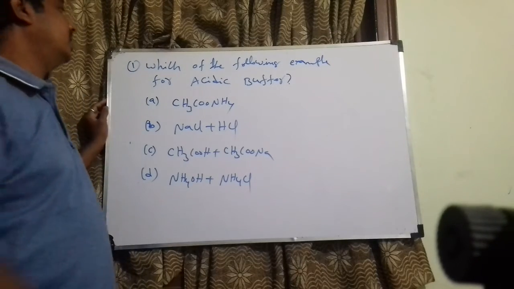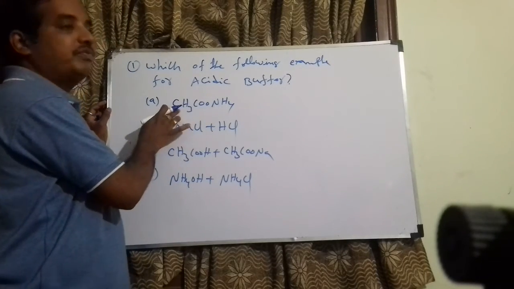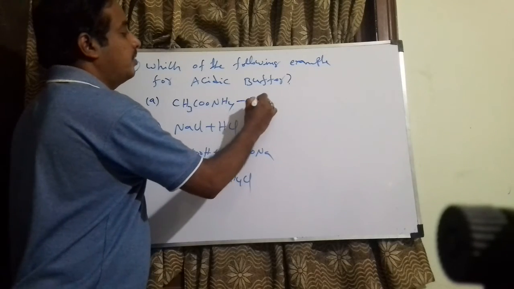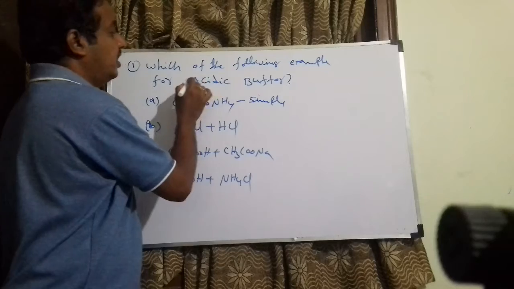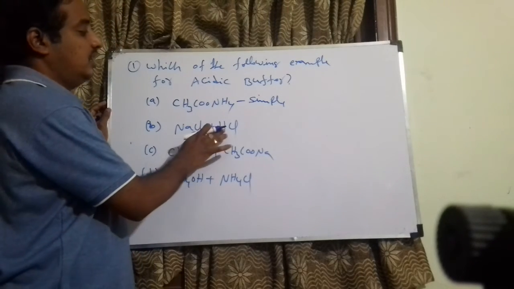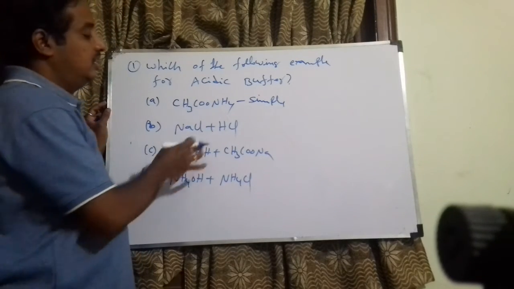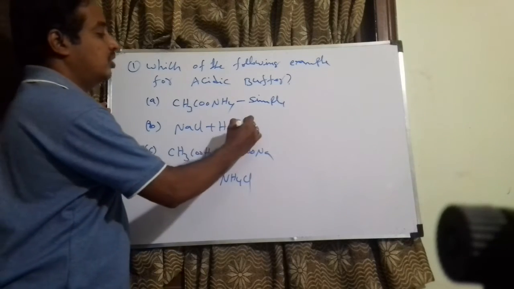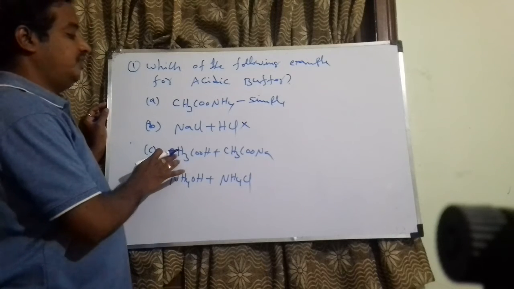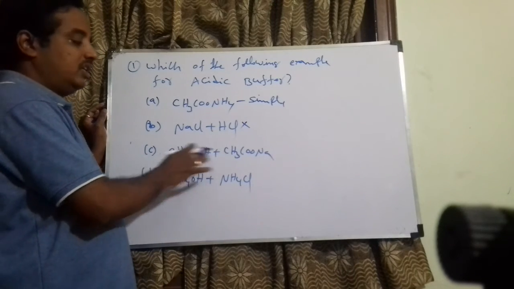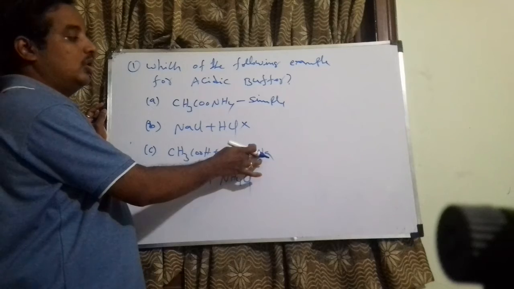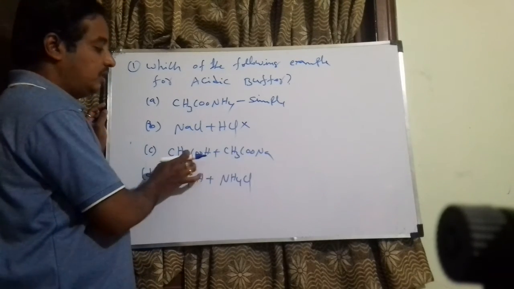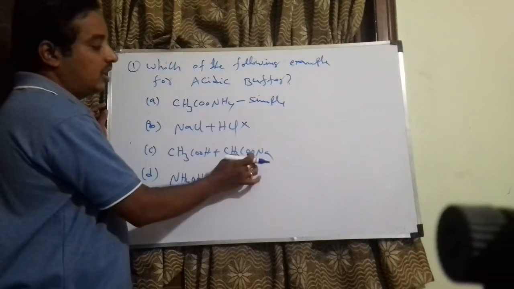Which of the following is correct? The first is a salt obtained from a weak acid and a weak base, so it is only a simple buffer, not an acidic buffer. NaCl with HCl is a mixture of strong acid and salt of a strong base, which does not act as a buffer. Acetic acid is a weak acid and reacts with sodium hydroxide to form the salt sodium acetate.